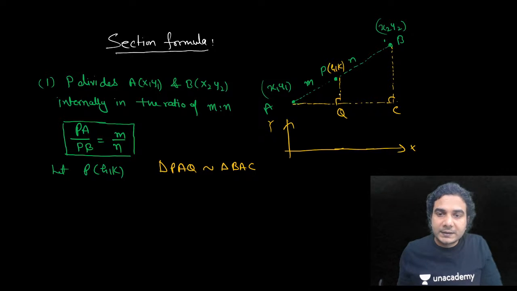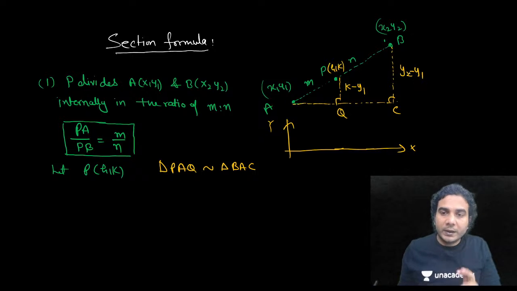So you know what is this distance PQ? This PQ distance is going to be K, vertical difference K minus Y1. And what is this distance BC? BC is going to be Y2 minus Y1. As I told you, vertical difference of B and A is Y2 minus Y1.